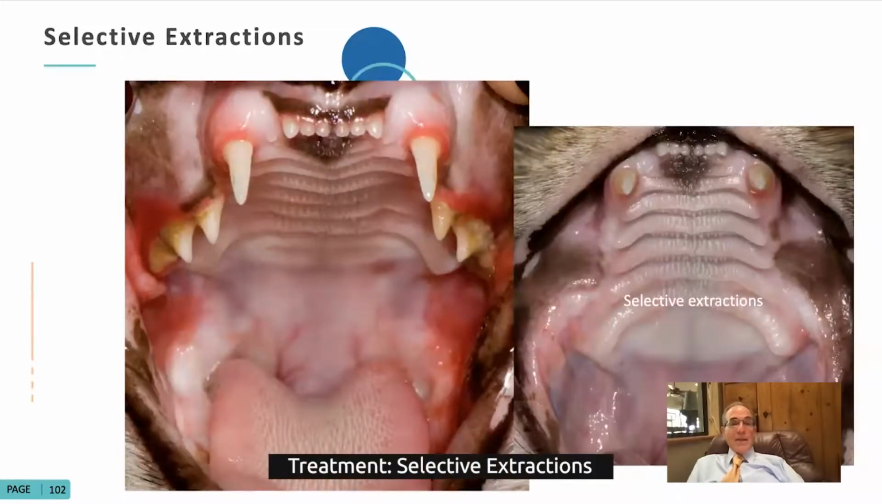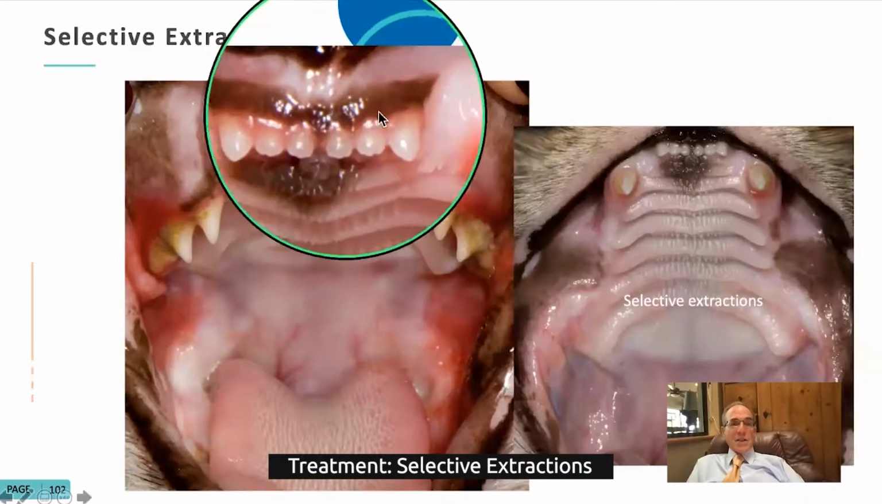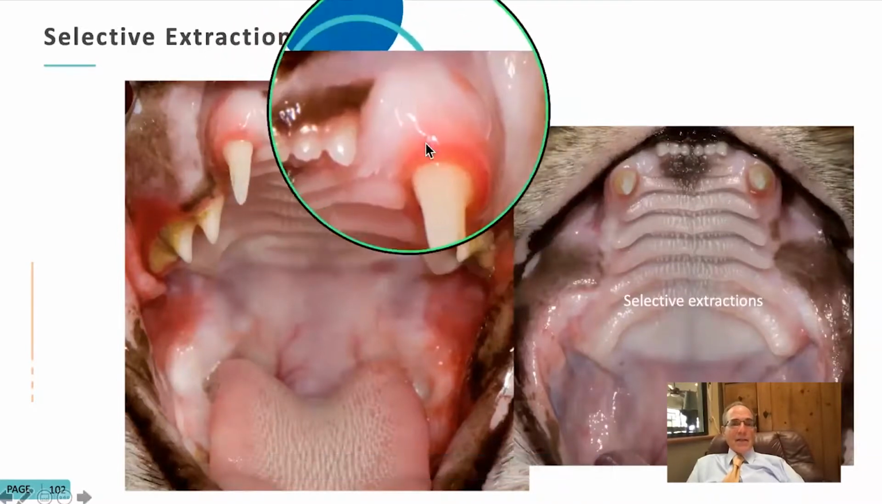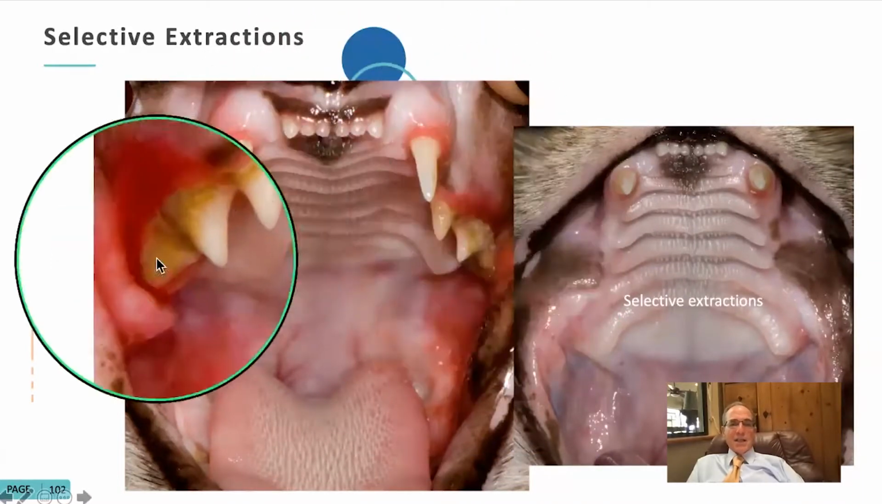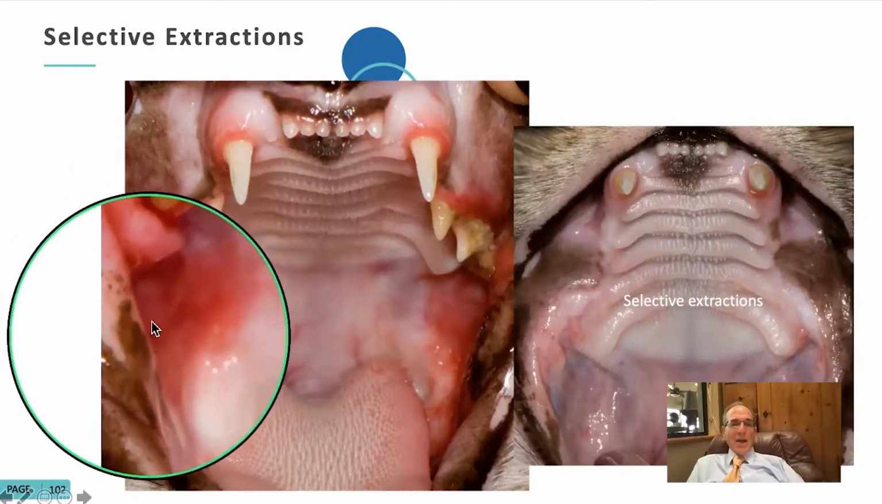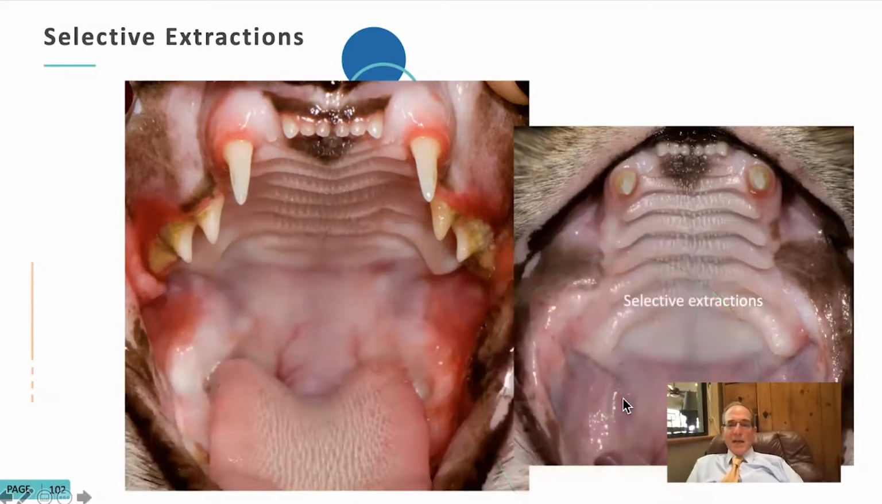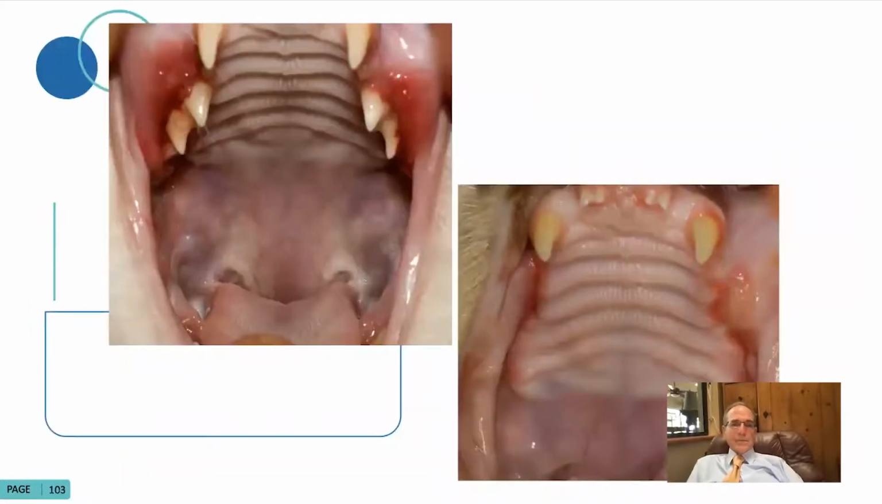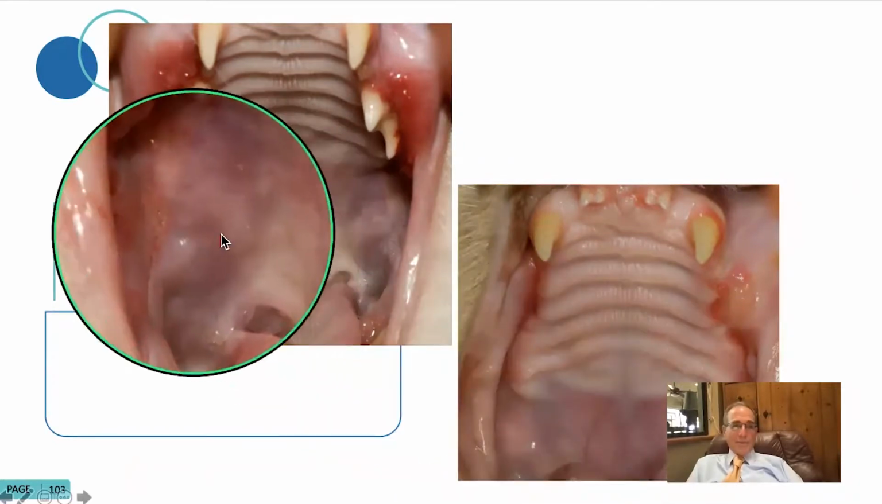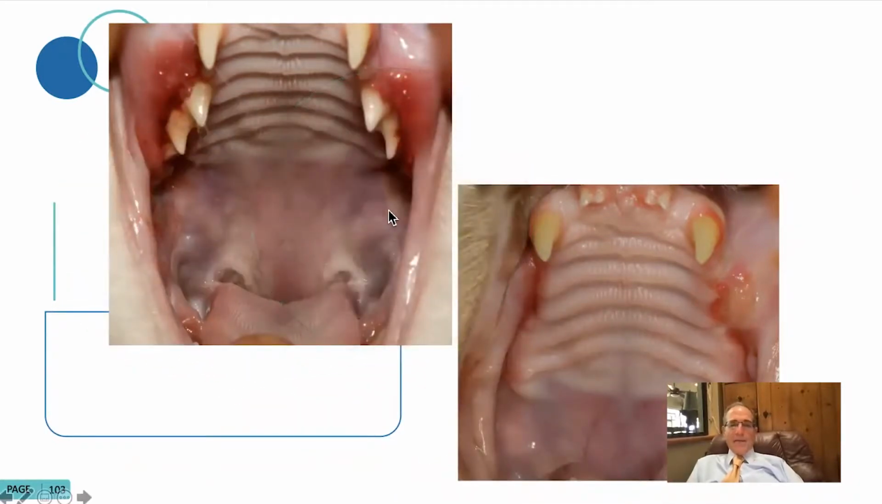All right, treatment. Sometimes we can get away with selective extractions if the incisor teeth look good, and the canines are a little inflamed, but certainly not as inflamed as the cheek teeth. So in this scenario, I took out everything behind the canines, and you can see how nicely they healed. Here's another case, very similar, and we knew that this case was going to have a great prognosis because it did not have caudal inflammation.